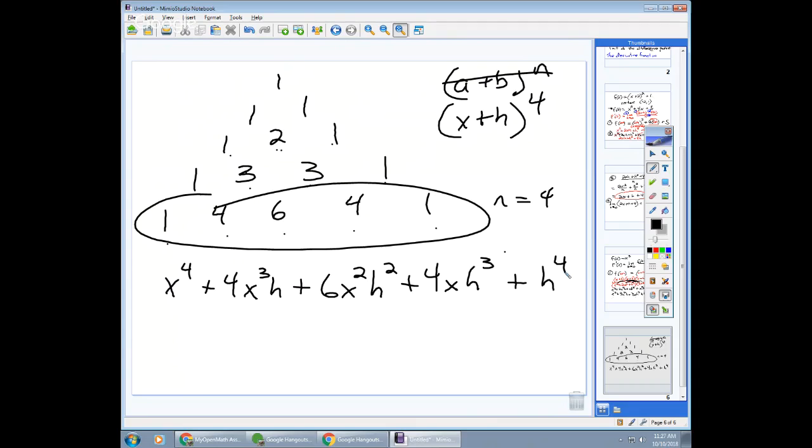In some algebra classes, pre-calc classes cover this, some don't. How many people have seen this in an algebra class before? About half the class. Oh, more than half the class. 3/4. Wow. Okay. Yeah. Kind of a cool trick. I'll point it out again next week.